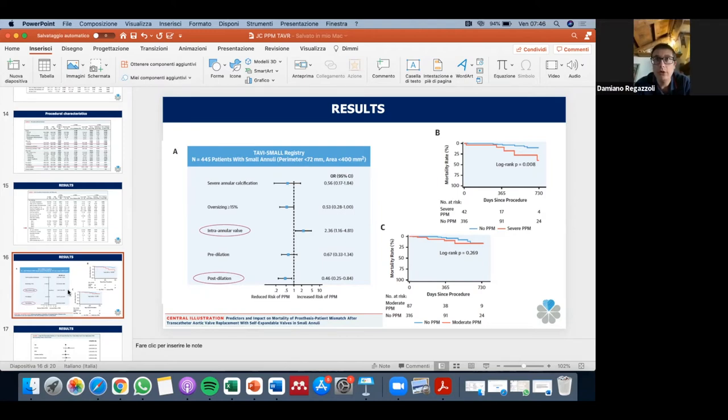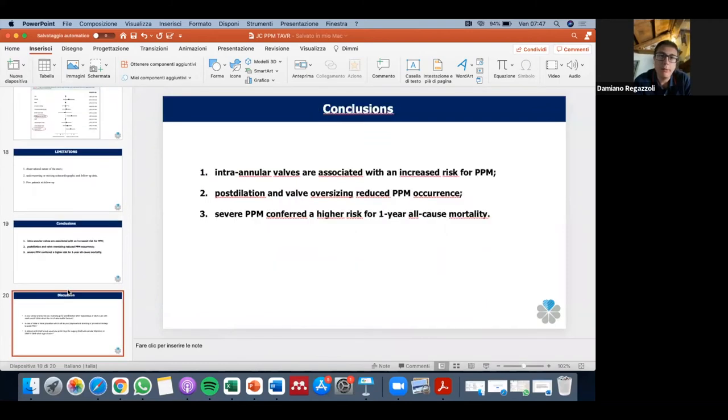And we have not to forget that we are going to treat patients that are going to be younger and younger. So we don't have to stop our follow-up at the first year. Anyway, you ask about valve-in-valve procedure. In my opinion, valve-in-valve procedures are a completely different animal.